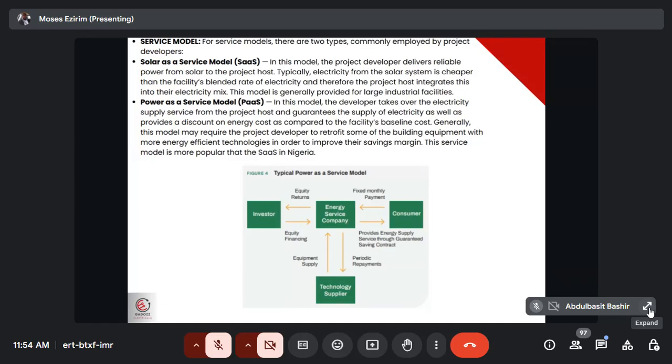So now, what the project developer will do is to meet up with the project hosts, that's the business owner, do an assessment of their facility, do the energy assessment, and know the amount that the client is paying. If the client is using grid, fine. If the client is not using grid, he will know the grid costs, know the diesel cost, everything. He will blend everything together.